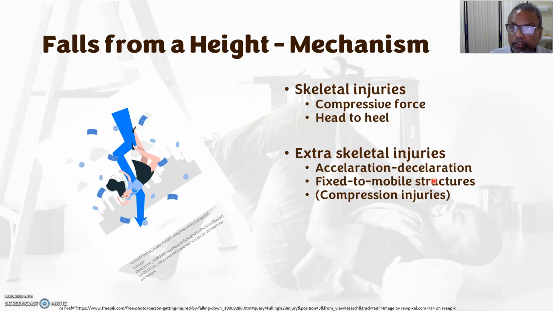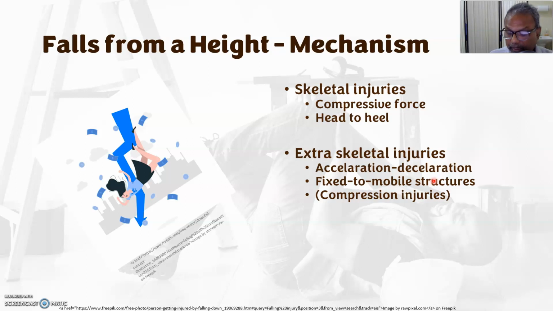Similarly, if you have a mobile structure inside a rigid container, so for example the brain inside the skull or the lungs inside the chest wall, then when the container stops, so the chest wall stops or the skull stops, the mobile structure inside, the brain or the lung, continues to move and may be compressed against the cage, so the lung compressed against the rib cage or the brain compressed against the skull.